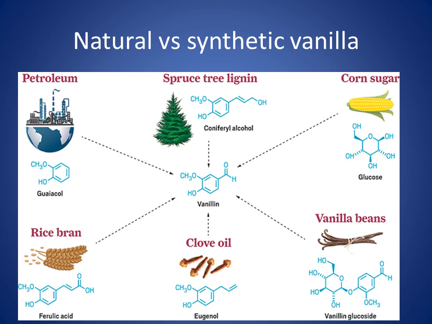But since 99% of our vanilla has to come from other sources, we have synthetic vanillin, which comes from corn syrup, spruce tree lignin, petroleum such as coal, rice bran, and clove oil. So all of these are natural substances, but they are altered or made into a new molecule, vanillin.